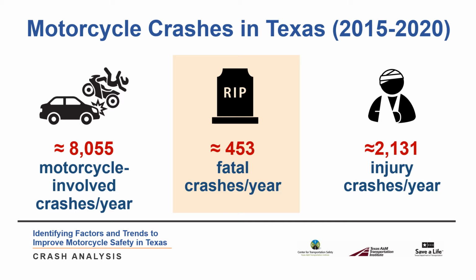So what does the data tell us about motorcycle crashes? Overall, each year, Texas experiences approximately 8,000 crashes involving motorcycles. This results in about 453 fatal motorcycle crashes annually. Each of these fatal crashes could have involved more than one motorcycle or a motorcycle operator as well as a passenger, meaning that multiple people in a crash could be injured. Each year there are approximately 2,100 motorcycle crashes that result in at least one injury.